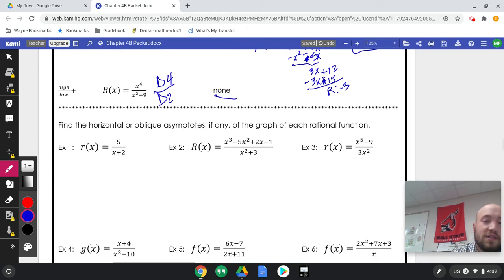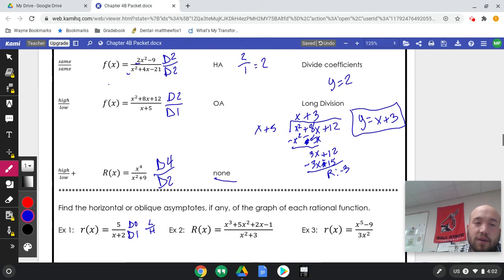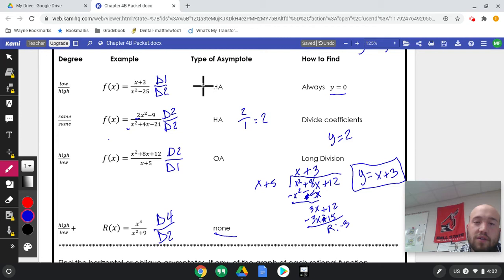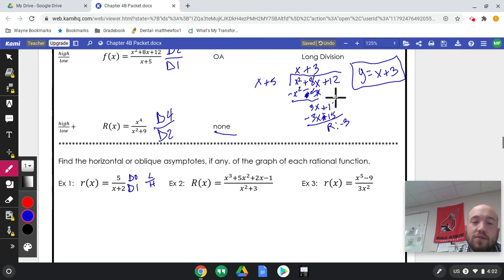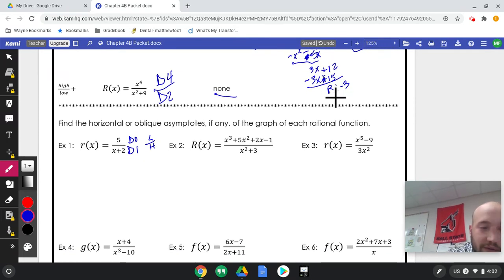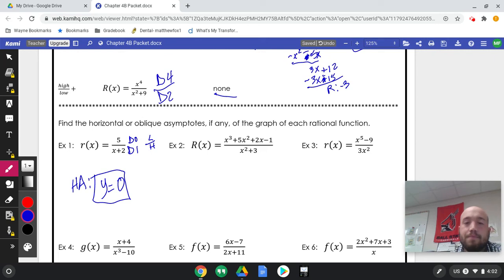First thing we want to do is establish the degree. So this first one, degree 0 over degree 1. So if it helps you, you can write kind of low over high, which if we look up here, low over high, we know there's a horizontal asymptote. We don't have to do anything because it is always at y equals 0. So all we have to do is write horizontal asymptote at y equals 0. And that's our answer.